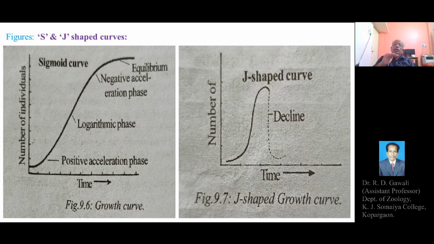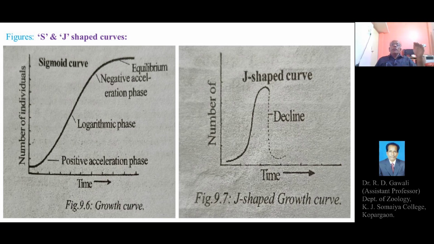Then in the second phase, the population grows maximally. The number of organisms or members grows rapidly and reaches the maximum number. This particular phase of rapid growth is called the logarithmic phase.